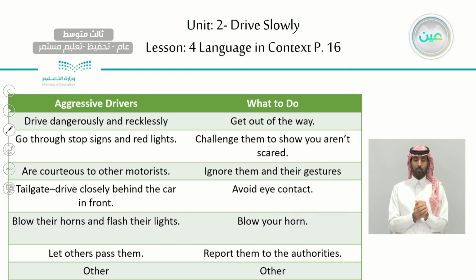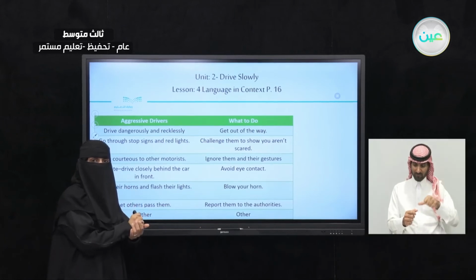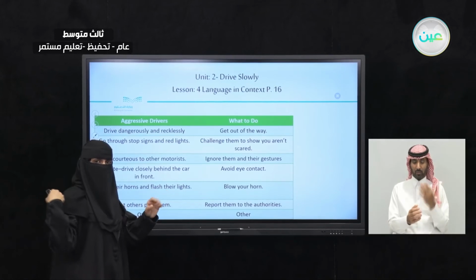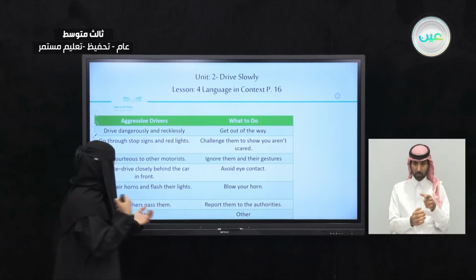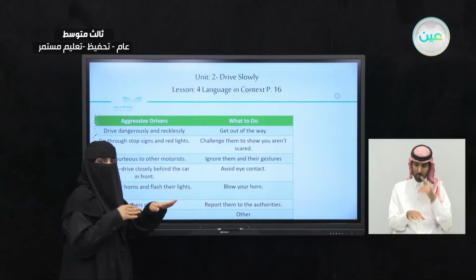Does the aggressive driver blow their horn and flash their lights? So when they are driving, do they blow their horns and flash the lights at the other car behind? Do they do that? Think about it. Do aggressive drivers let others pass them, or do they not leave a space?